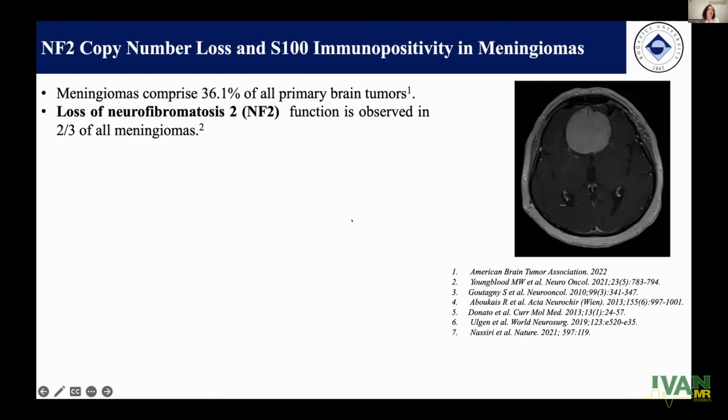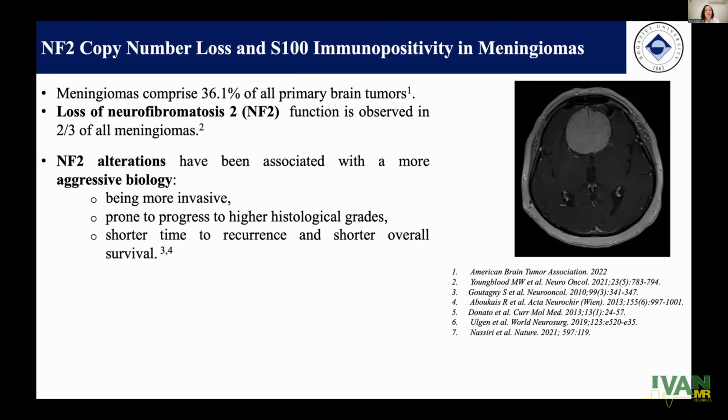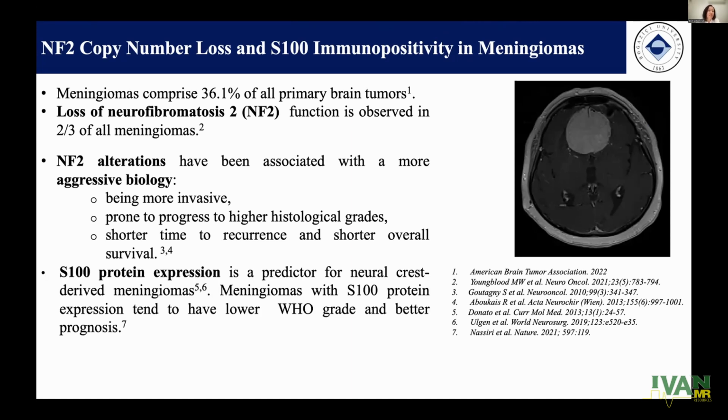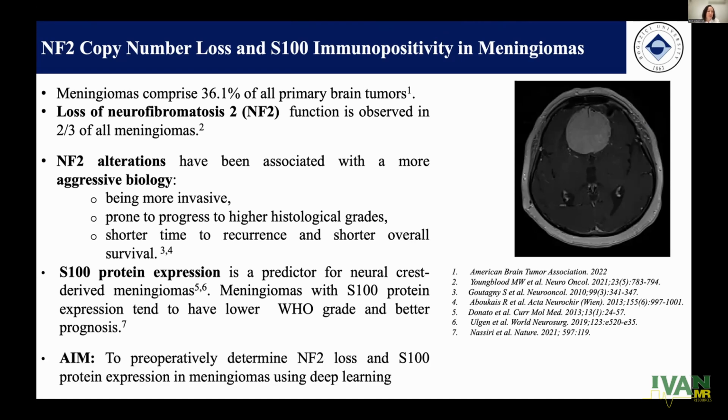Next, I would like to briefly mention meningiomas and our second work. Meningiomas actually comprise 36% of all primary brain tumors, and a loss of neurofibromatosis 2 function has been observed in 2/3 of the meningiomas. So these NF2 alterations have been associated with a more aggressive tumor biology, and these patients tend to have a shorter time to recurrence and shorter overall survival. There is also S100 protein expression, and on the contrary, this is a good indicator, and they tend to have lower WHO grade and better prognosis. So our aim was to preoperatively determine NF2 loss and S100 protein expression in meningiomas using deep learning.